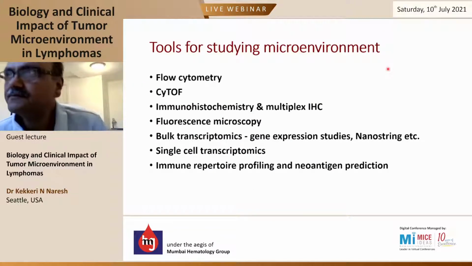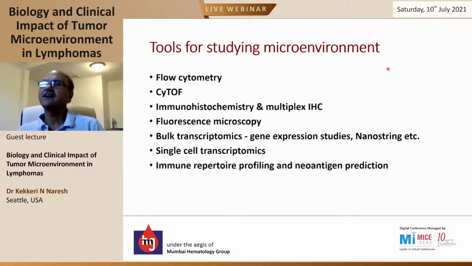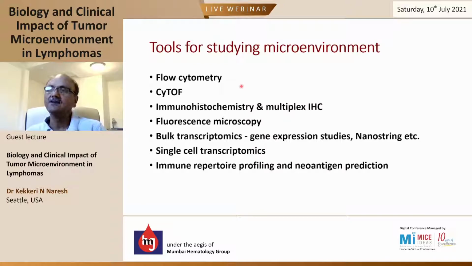So we just move on to what are the current tools that are available to assess the microenvironment. One is flow cytometry, which has been there for a long time, but the one drawback of flow cytometry is that we are not looking at the immune cells in their architectural context, and that is the limitation of flow cytometry, though we can do extensive work. Then you have mass spec, CyTOF, which we can use, again with a similar problem as flow cytometry, that you are altering this architecture. Then you have immunohistochemistry.